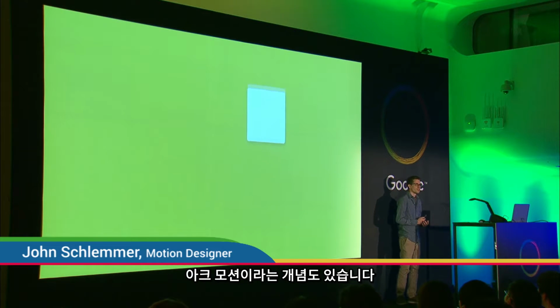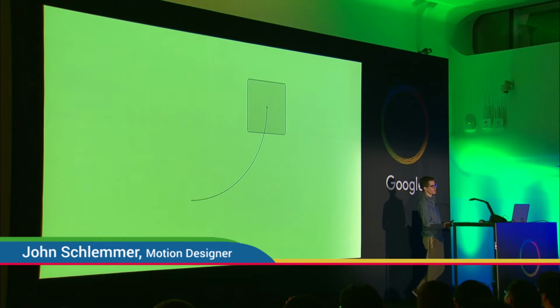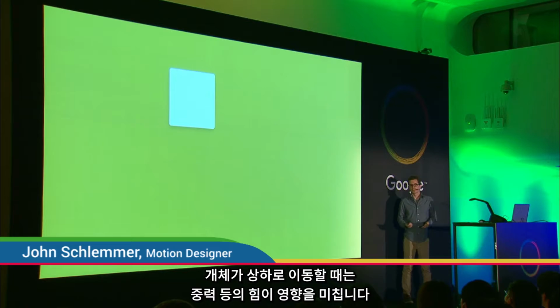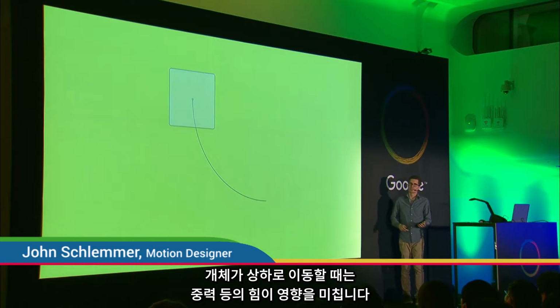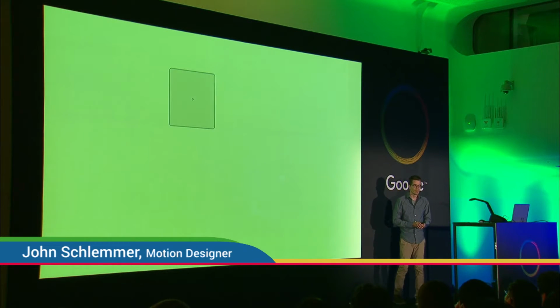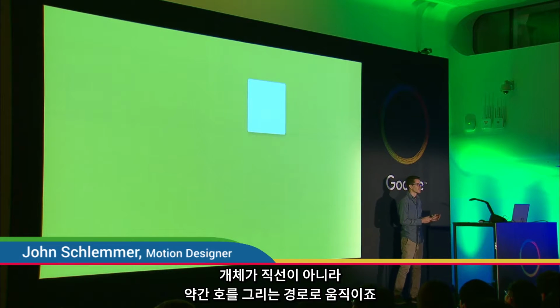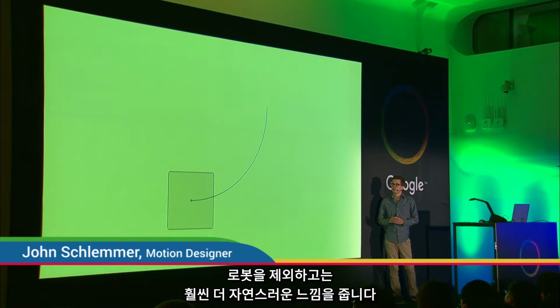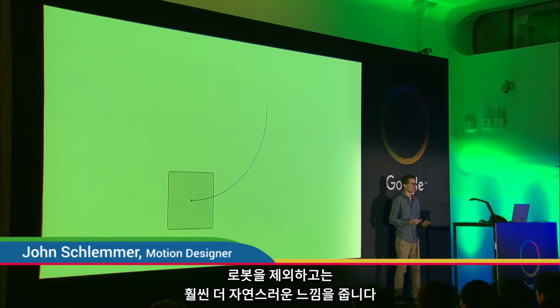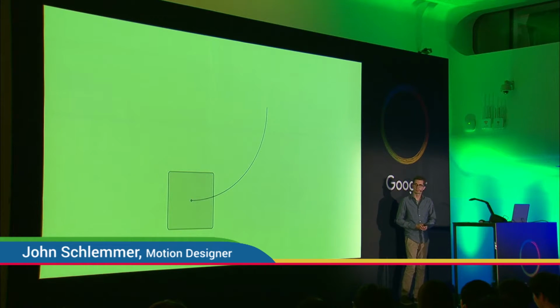Another concept we're introducing is what we call arc motion. Forces like gravity can actually affect how objects move up or down. This results in objects moving along a slightly curved path instead of a straight line. Doing this makes your movement feel much more natural and less robotic.